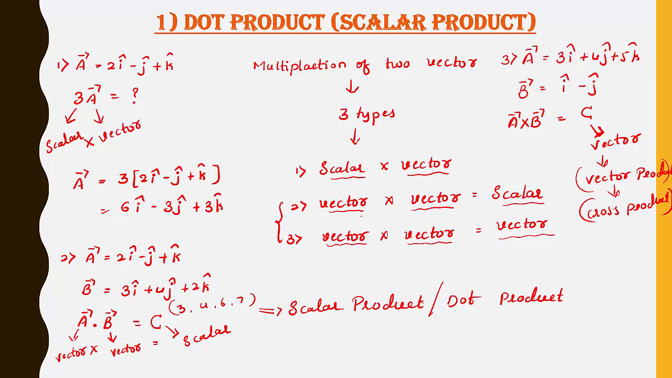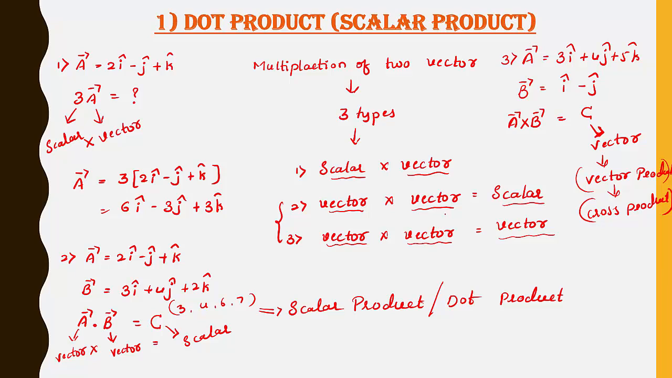When vector is multiplied by vector, if the result is a scalar, we can call it a scalar product or a dot product. If the result is a vector, then it is called a vector product or cross product. If the answer is a scalar quantity, the multiplication is represented by a dot. If the result is a vector quantity, then the multiplication is denoted by a cross. Is it clear? A dot B is a scalar product. A cross B is a vector product. So this is all about the types of multiplication of two vectors.